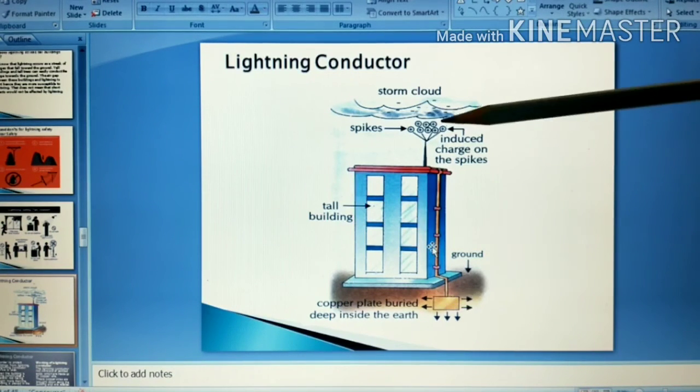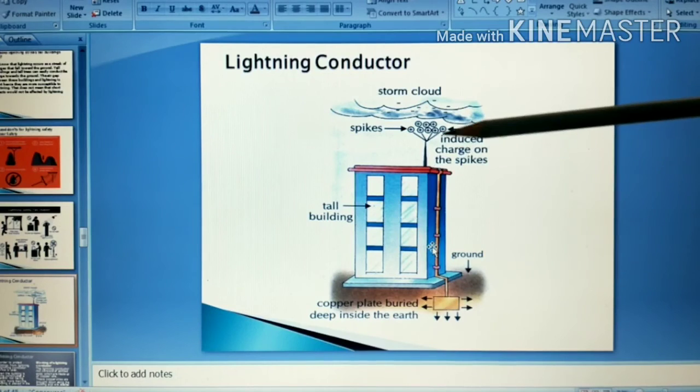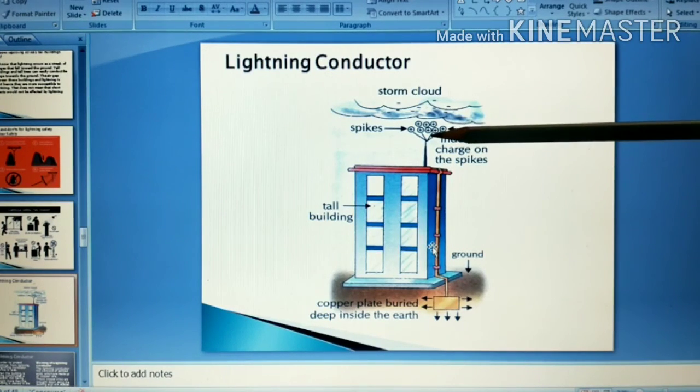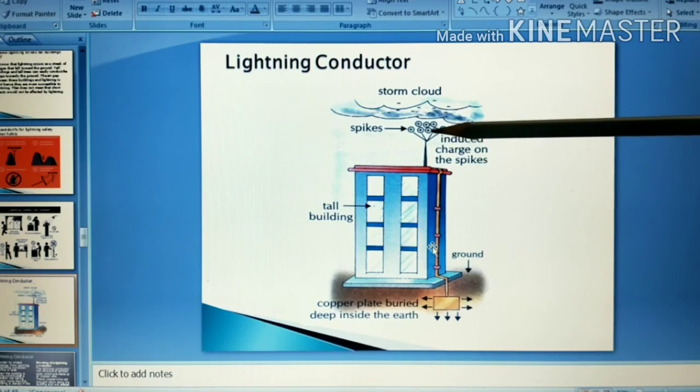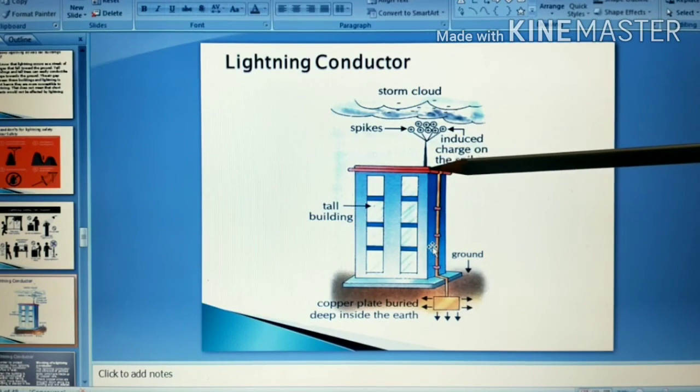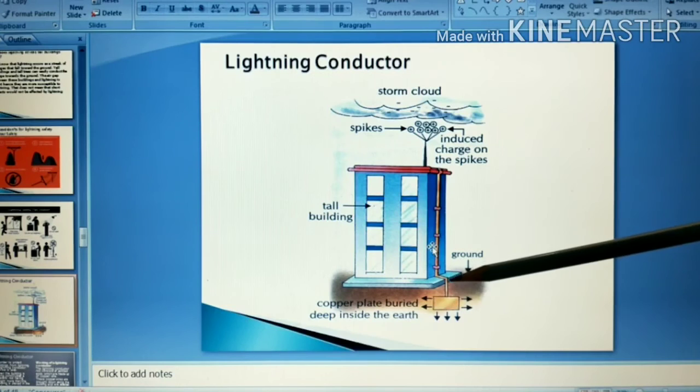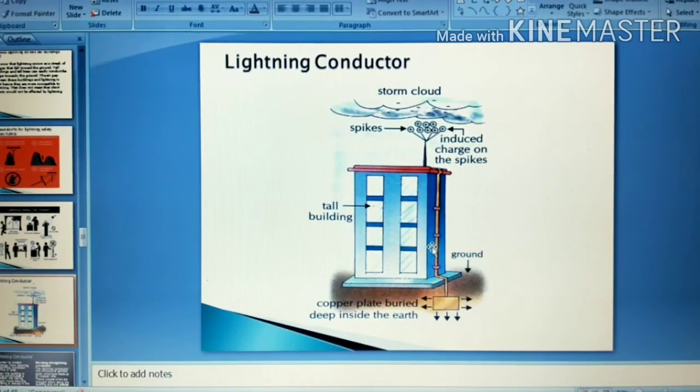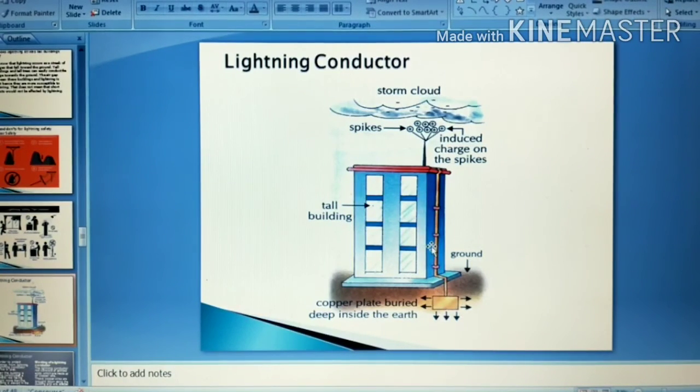When lightning strikes the building, this lightning conductor provides an easy path for all the charges to pass through the spikes, then to the rod and then finally to the earth, and thus it protects the building. In the absence of such a lightning conductor, the current from the lightning will pass through the buildings, thereby causing a lot of damage to life and property.